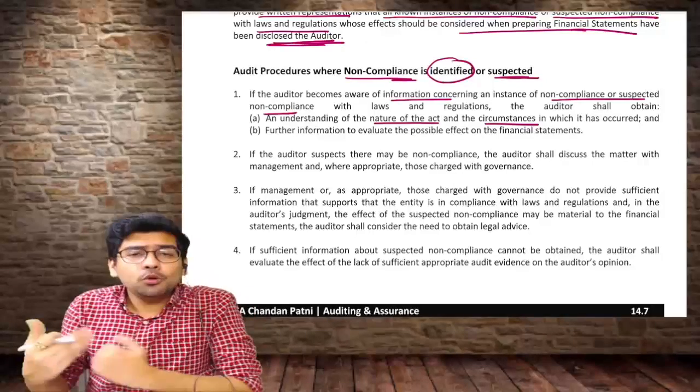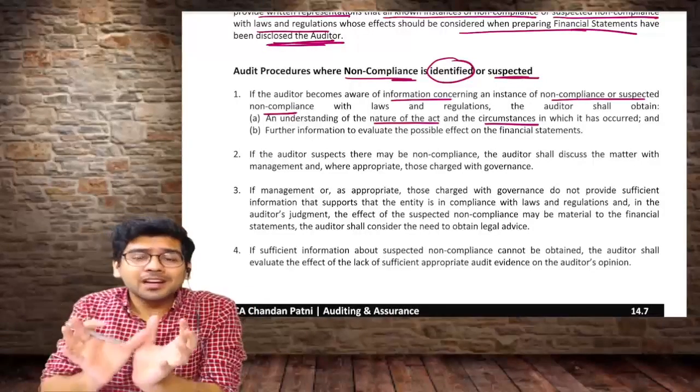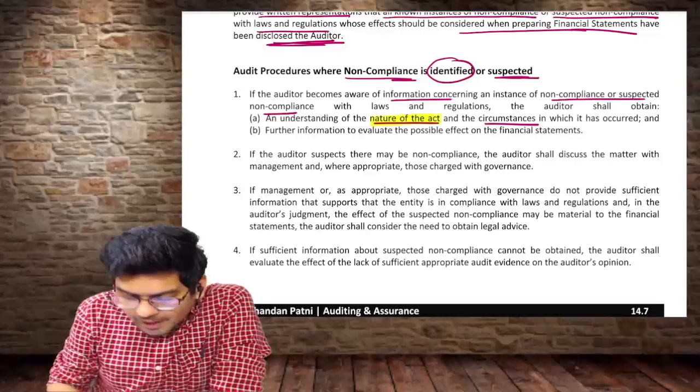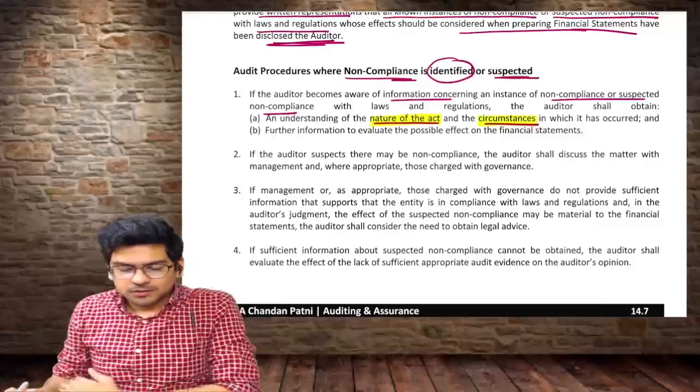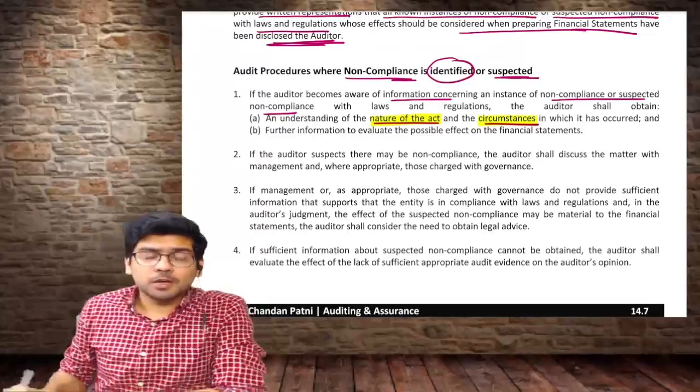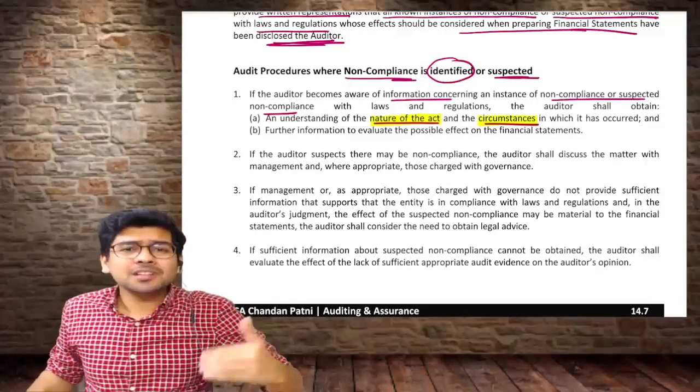So first I need to understand the act under which the non-compliance has been done. I need to understand the act, and I need to understand the circumstances. Further, I need information to evaluate the possible effect on the financial statements, and I need to consider the further effects.